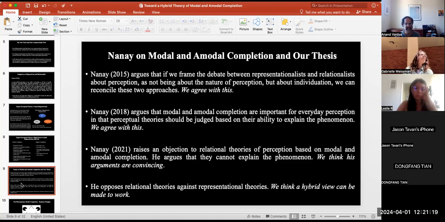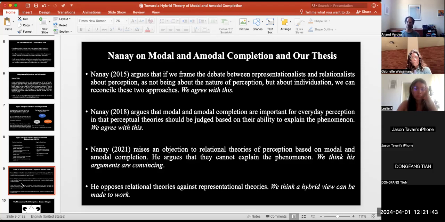Okay. In his 2018 work, he argues that modal and amodal completion are important for everyday perception, and that perceptual theories should be judged based on their ability to explain the phenomena. I'm going to go very soon into the distinction between modal and amodal completion in perceptual experience. But for now, I just want to point out that we strongly agree with this.